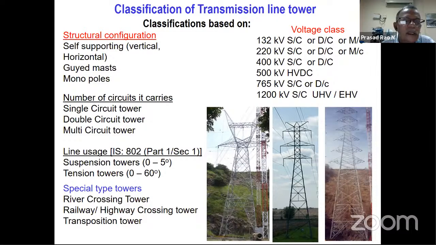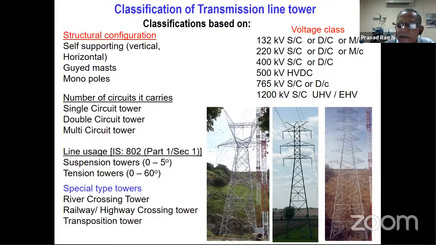And we have suspension towers. It goes in straight line, that is called suspension towers. Then tension towers. The angle may deviate from the line, it may deviate from 0 to 60 degree. And then we call it a dead end tower, where the conductor ends, that is called dead end tower. Then special type of structures, river crossing towers.